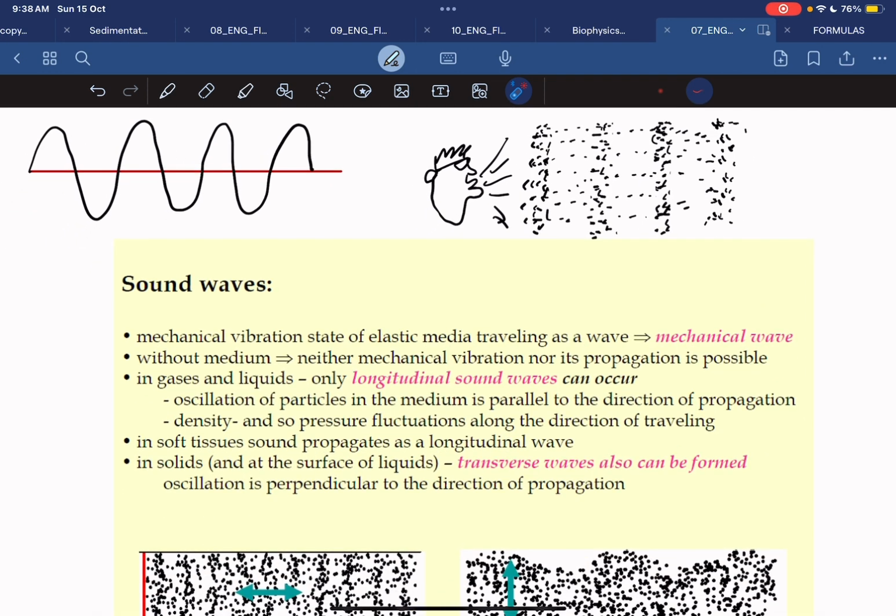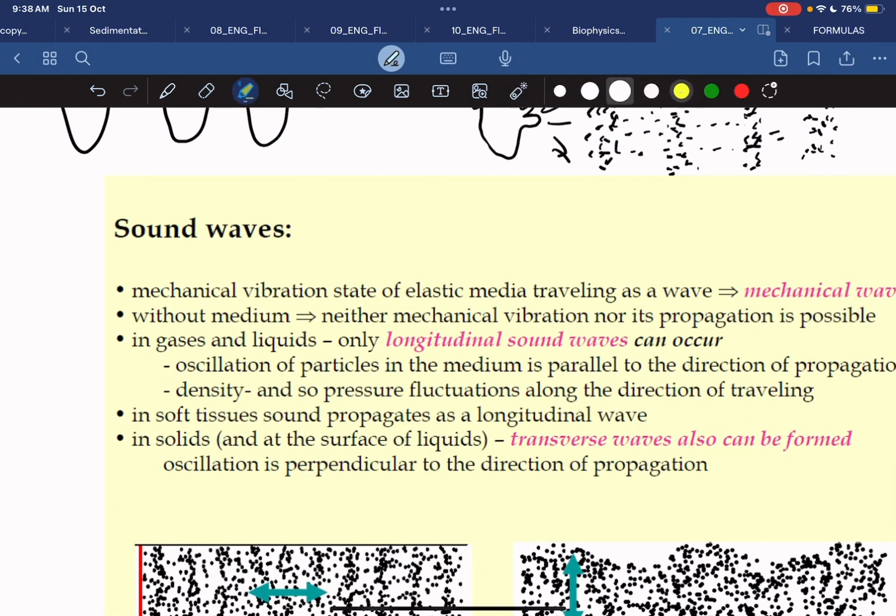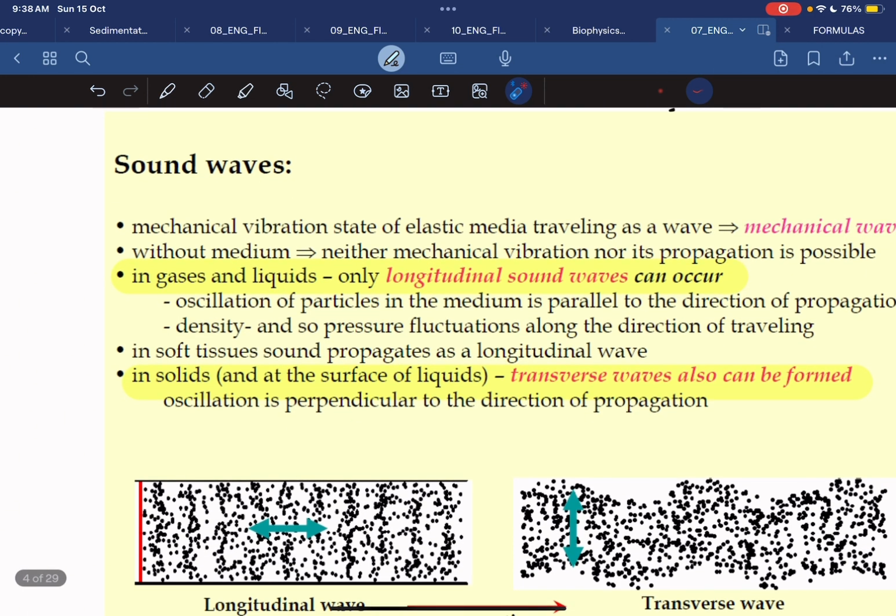Okay, now a very important thing to note is that in gases and liquids only longitudinal waves are formed, where we can see the direction of oscillation and the direction of propagation to be the same. But in solids we might also get a bit of transverse waves. That's something to note. Longitudinal waves are obviously everywhere, but you can see over here how it says transverse waves can also be formed. So it's possible, but not confirmed. It's not necessary that it has to be transverse in solids.